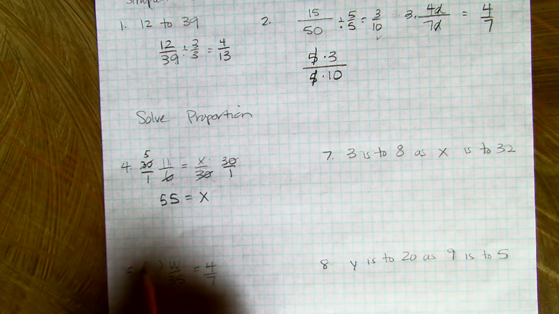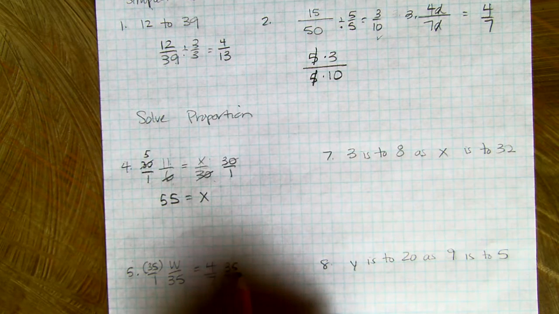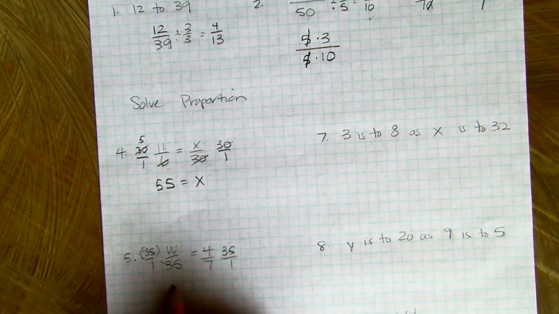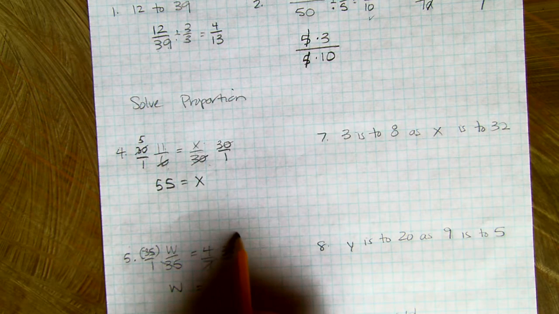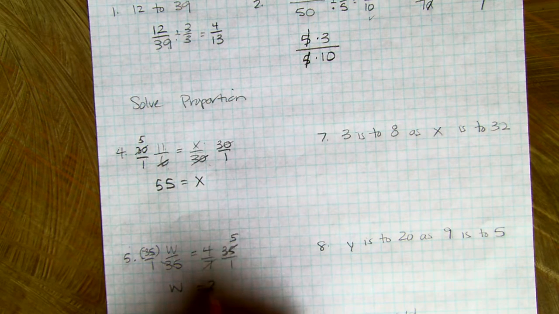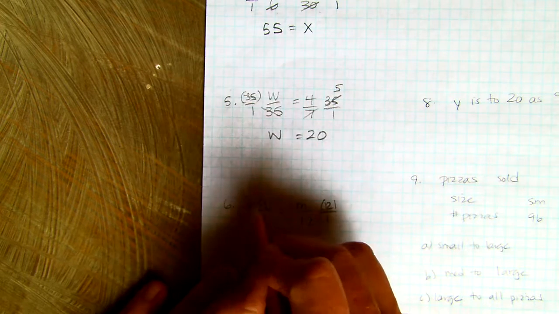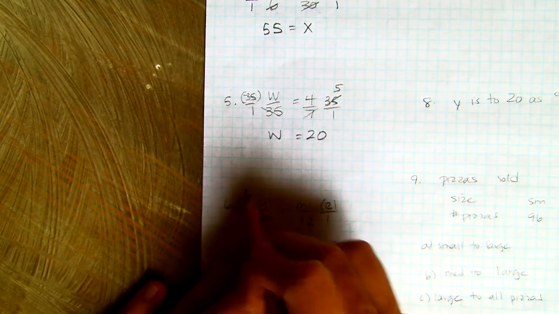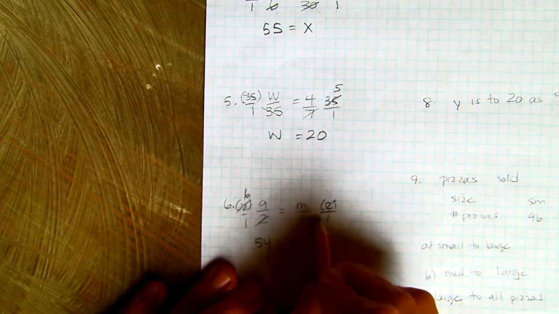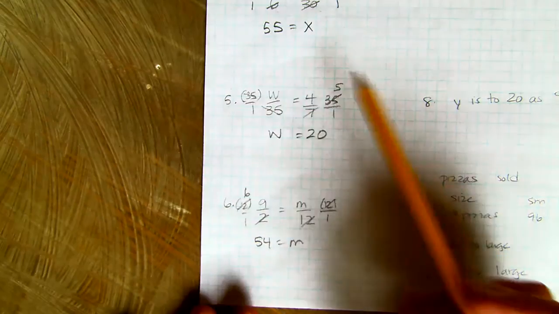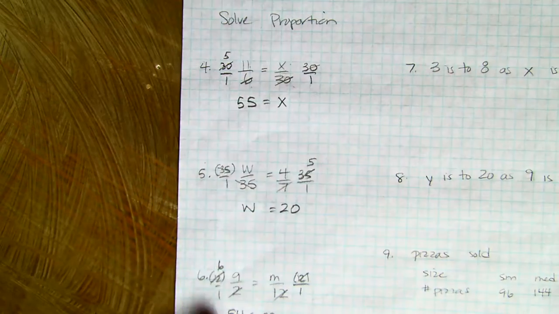Same thing over here. What would I do? I would multiply by 35 over 1. And this is just 1. 1 times w is w. 35 divided by 7 is 5. 5 times 4 is 20. And then finally, 12 over 1, times 9 over 2, is 54, equals m. So in this case, I'm solving the proportion by getting the variable by itself, and I'm undoing division by multiplication.